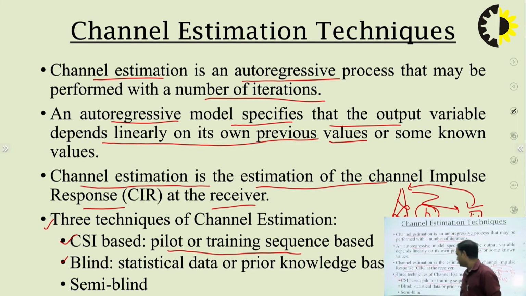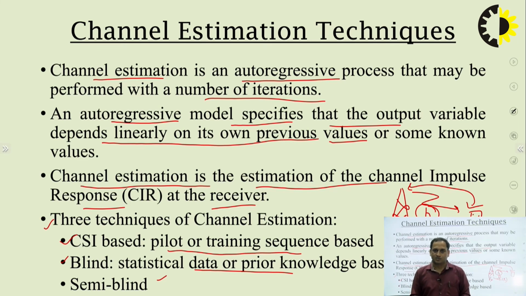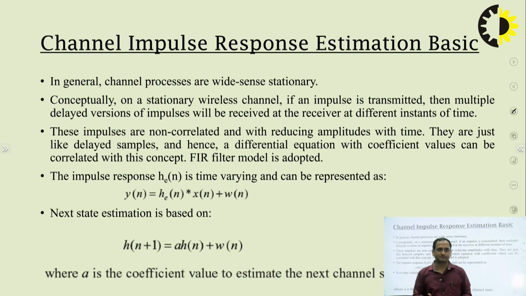Second method is the blind, statistical data or prior knowledge based. If the transmitter is predicting that the channel condition is so and so, then based on that, blindly, this transmitter can transmit the signals. Semi blind depends on the condition of the transmitter and receiver, again to determine what the channel condition is. So there are different methods for finding the channel condition at the receiver as well as at the transmitter side. If both the terminals, both the equipments, know the channel condition, then it is easy for the transmitter to transmit the signals.